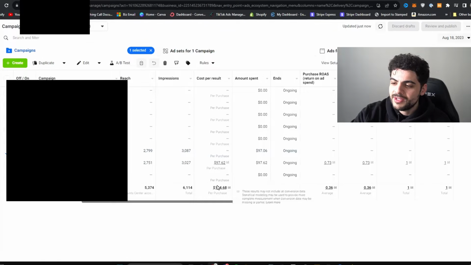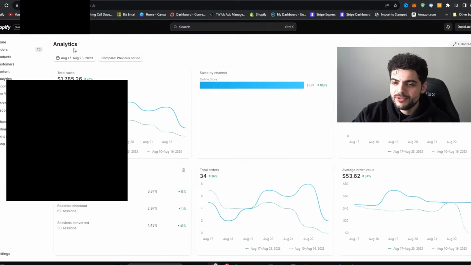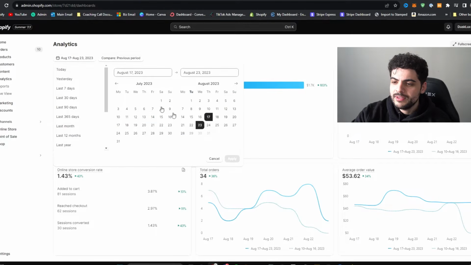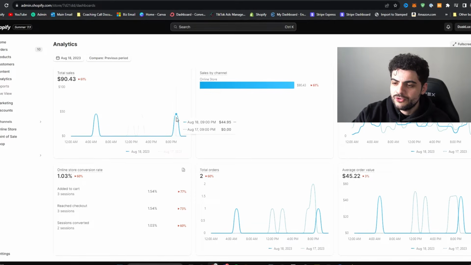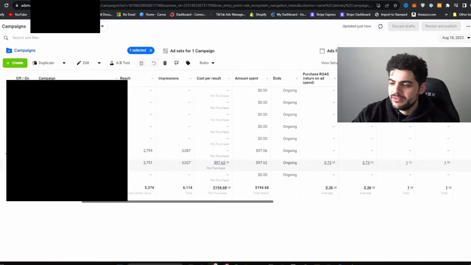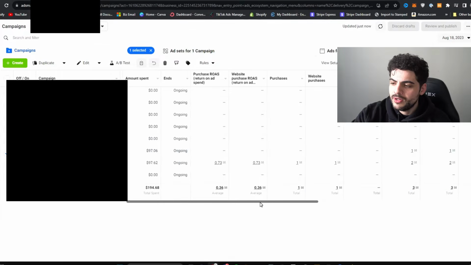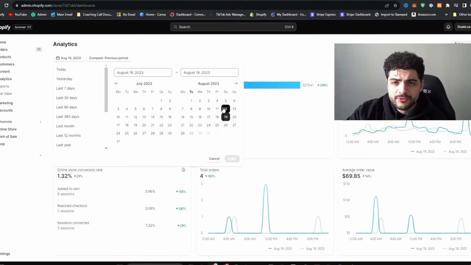So we ended up spending $194 for our budget, right? And if we go to the 18th, we only ended up getting 2 sales. Okay, so it says 1 sale here, but it's 2 sales. So it's not a 0.36 ROAS, it's a bit higher than that, but we're still unprofitable. Okay, so we want to go to August 19th, right?